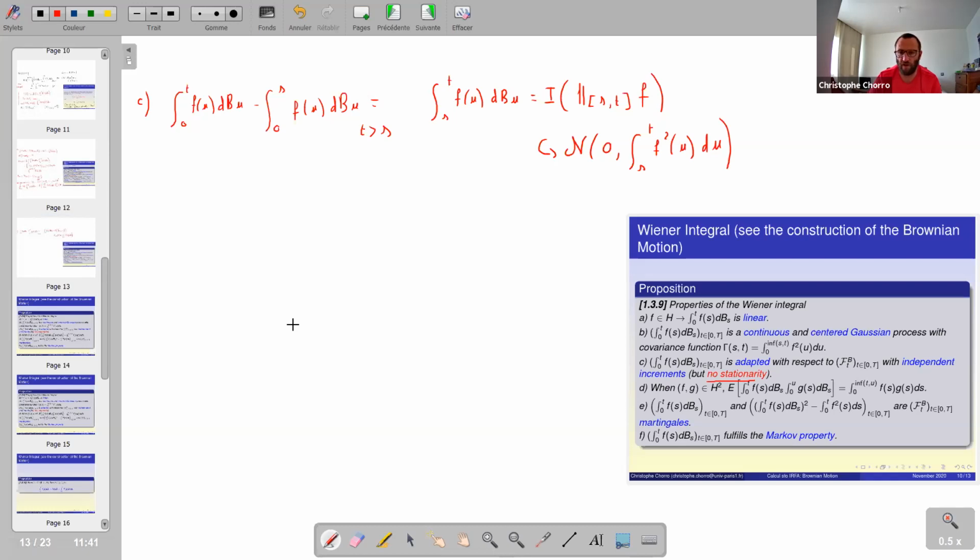So now, if I want to prove that I have independent increments, if I denote this one by x, my increment, I have to prove that x is independent of F_s, because t is greater than s. And I remind you that to say that x is independent of F_s is equivalent to say that x is independent of all these quantities here.